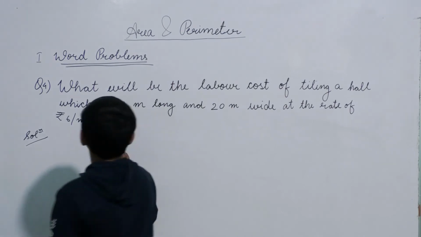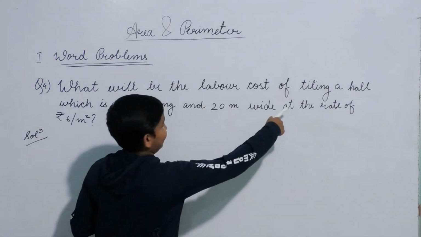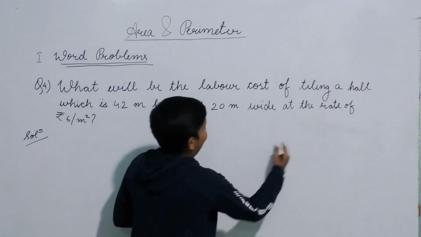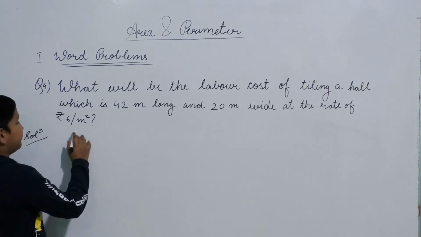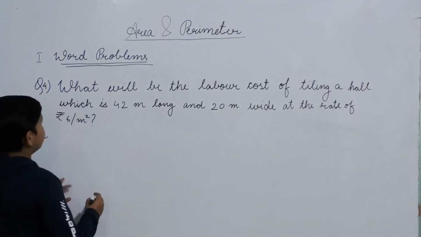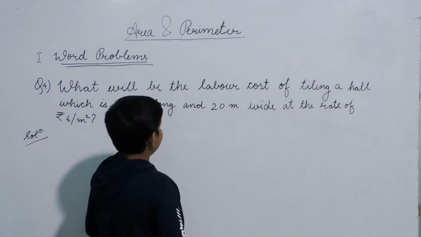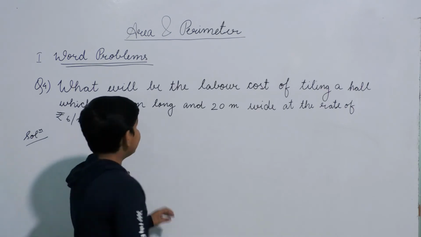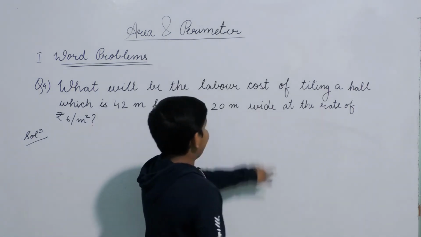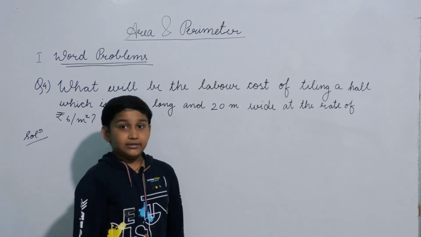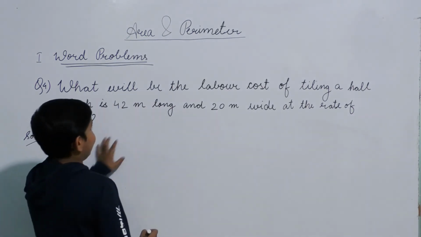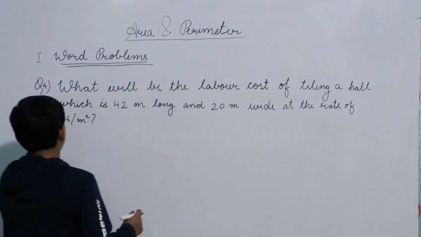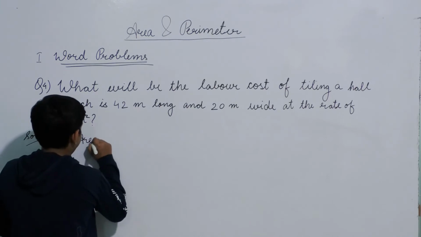Our next question is: what will be the labor cost of tiling a hall which is 42 meters long and 20 meters wide at the rate of rupees 6 per meter square? What this question means is that there is a hall which is 42 meters long, which means its length is 42 meters, and 20 meters wide, which means its breadth is 20 meters. So first we will find the area of the hall and then we will multiply it by the labor cost. So let's find out the area.